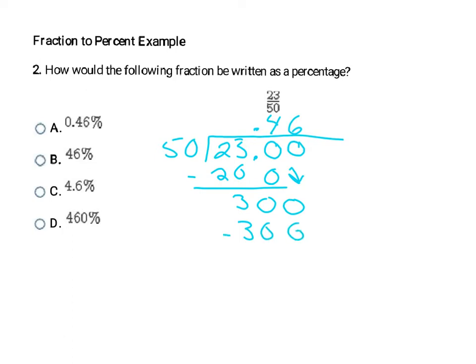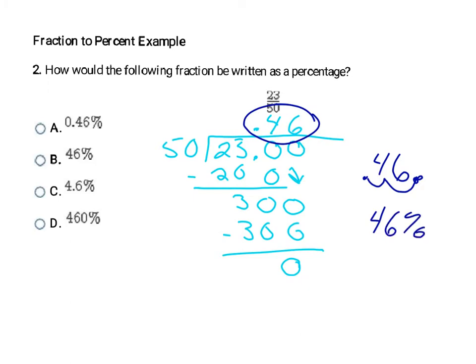And I subtract those numbers, and I'm left with 0, so I don't have any remainder left. So that means that 23 over 50 is the same as 0.46. But that's a decimal, so to convert it to a percent, I'm going to have to take that 0.46 and move the decimal 2 places to the right to make the number bigger, and that's going to make 46%, which is going to be B, my final answer.